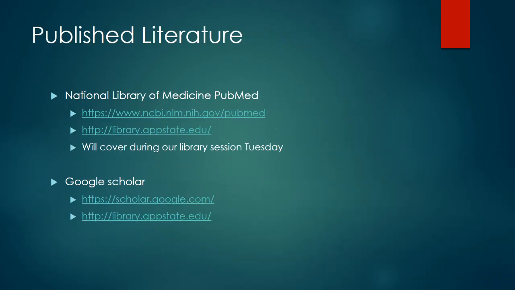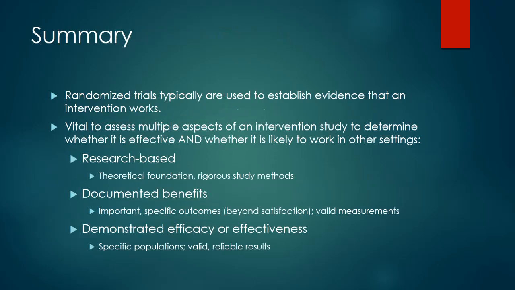You could also search the published literature, so using something like the National Library of Medicine's PubMed, or Google Scholar. Those are both good ways to find evidence-based interventions. In summary, randomized trials are typically used to establish evidence that an intervention works. It's vital to assess multiple aspects of an intervention study to determine whether it's effective and whether it's likely to work in your setting of interest.